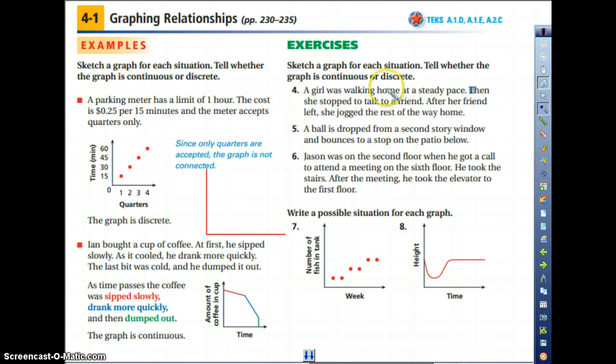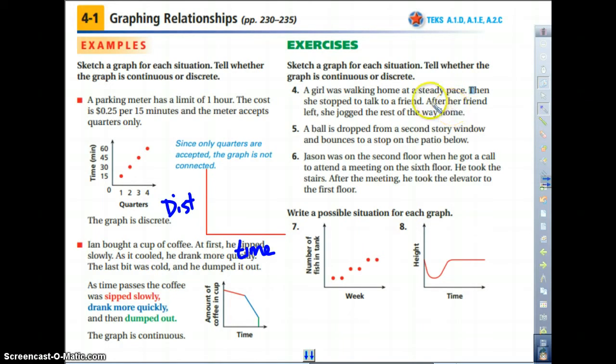It says, a girl is walking home at a steady pace. Ooh, this sounds kind of like our CBR thing. Girl's walking home at a steady pace. Then she stopped to talk to a friend. After her friend left, she jogged the rest of the way home. So this is going to be time, I don't know if it's seconds or minutes, and this is going to be distance. I guess this is distance from where she's at to home. So at time equals 0, when she's walking at a steady pace, is she increasing or decreasing the distance from where she's at to home?